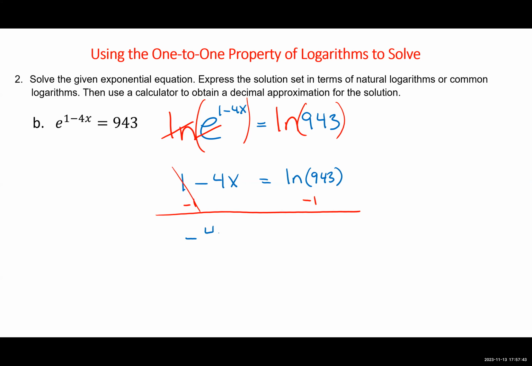So that's a minus 4x is equal to, please don't make this mistake. Don't say the natural log of 942. You cannot do that. You can't subtract 943 minus 1. This is not the number 943. That 943 is part of this natural log. So this is one number. You can't just ignore the ln and treat that like it's a 943. The natural log of 943 minus 1 is the natural log of 943 minus 1. You can't combine those two.